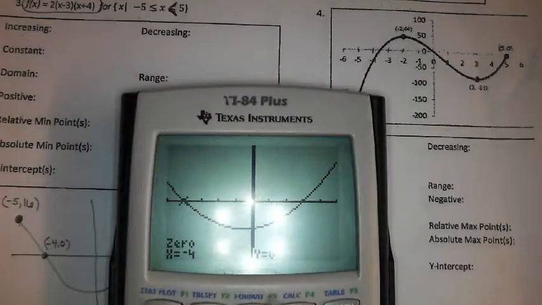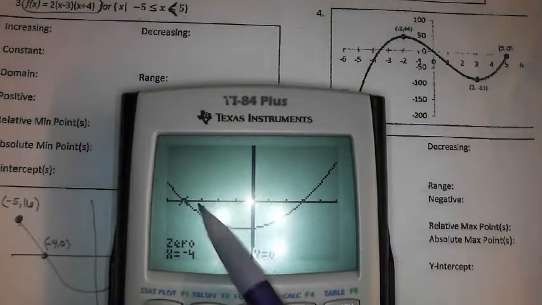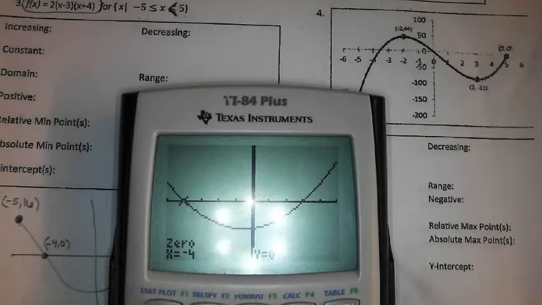Now I do realize that on this particular graph you could kind of count that out, but there are a lot of graphs that you're not going to be able to do that, so I want you practicing this skill. Okay?